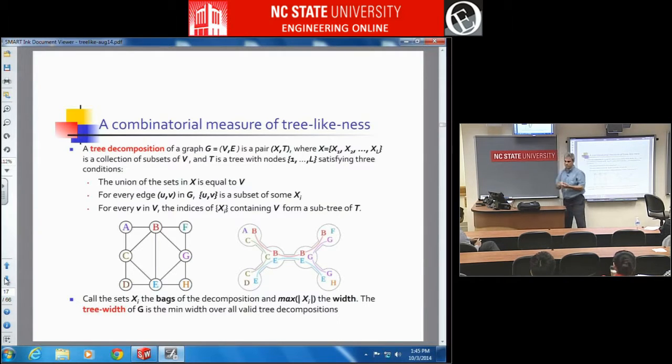Do you need any kind of symmetry property of the original graph to make this happen? Like in this example, it looks symmetric. No, this is a nice, pretty picture, but no, this will hold for any graph. Any graph I can put in one bag.